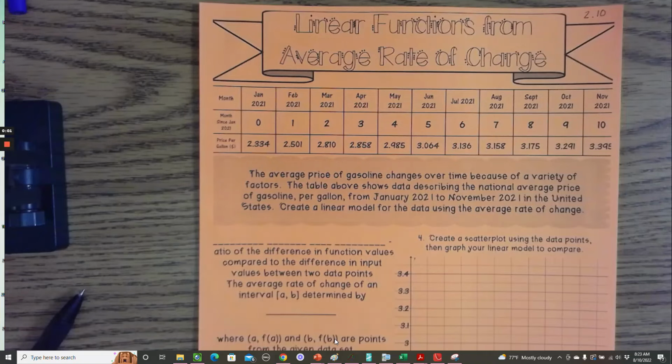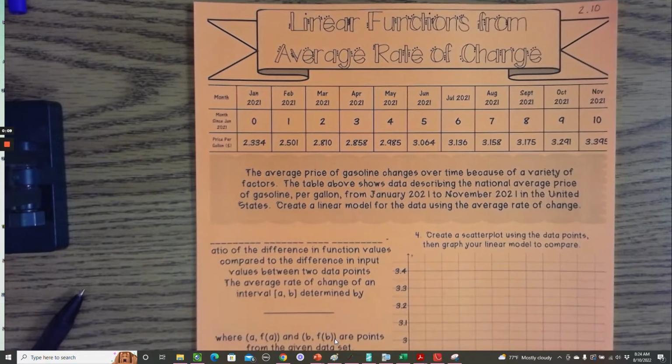This video is for linear functions from average rate of change notes. All right, so we've got a set of data here. It says the average price of gasoline changes over time because of a variety of factors. The table above shows data describing the national average price of gasoline per gallon from January 2021 to November 2021 in the United States. Create a linear model for the data using the average rate of change.